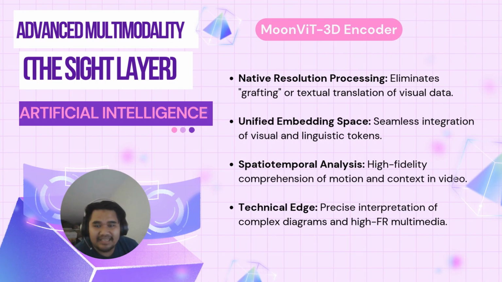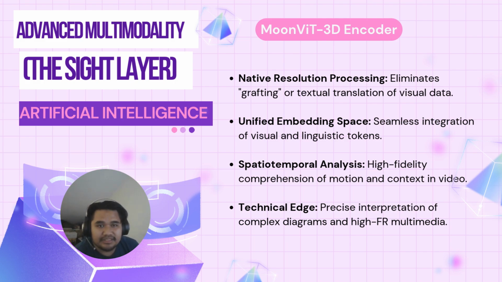Next is the vision layer of Kimi AI. Kimi AI uses native resolution processing. This means it can understand images directly without converting them into text descriptions. As a result, it avoids information loss and captures visual details more accurately. Second, it introduced a unified embedding space. This allows visual data and language to work together seamlessly. In simple terms, Kimi AI can see and read at the same time, improving understanding across different types of input.